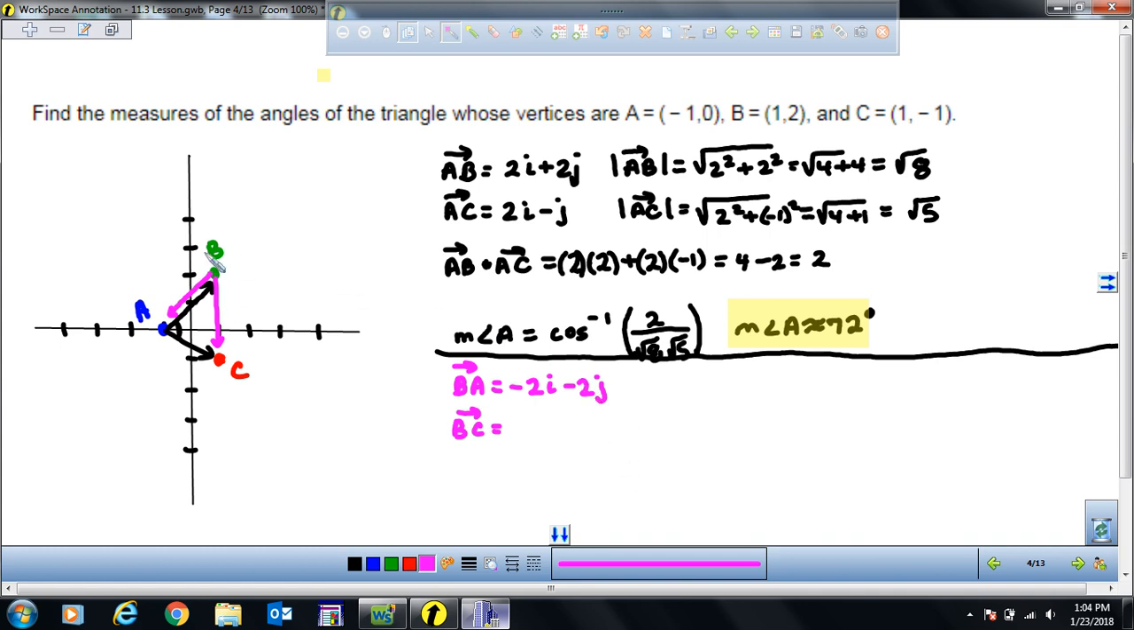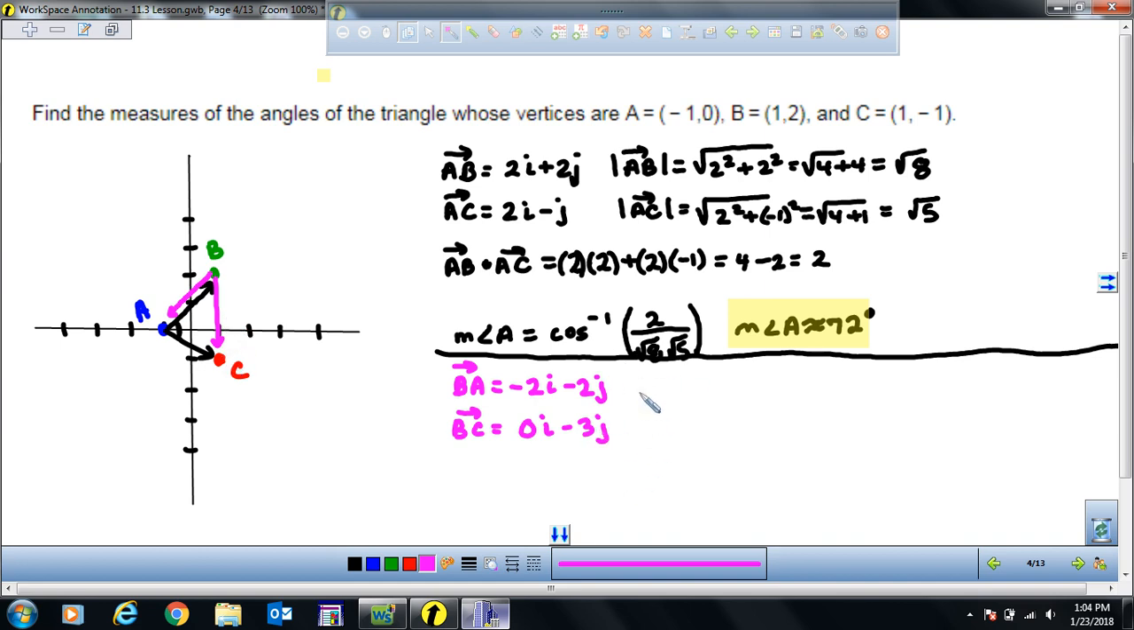Same thing with BC. We're going to go from B to C. So it would be 1 minus 1, which is 0I. And then negative 1 minus 2 is negative 3J. So from B to C, it is not moving to the left or to the right. It is just moving in the J direction, there is no I component, just the J component, which is 1, 2, 3 down, right? So it's negative 3J.